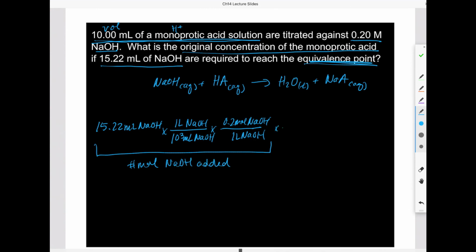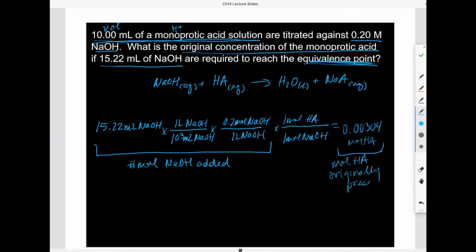Okay? Now I'm going to relate those to the number of moles of acid. Based on my reaction, I know that for every 1 mole of NaOH, there was 1 mole of my acid present. And so then we put in the mole ratio, and this tells us how many moles of acid were present. This gives me 0.00304 moles of HA. So this is how many moles were originally present. Yes, does that make sense? Number of moles added equals the number of moles originally present, okay?